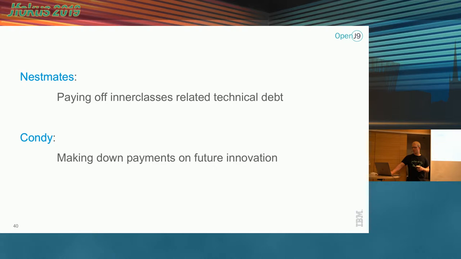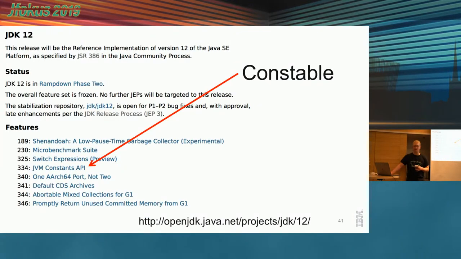All right, so we're going to switch gears a little bit, and we'll take a look at JDK 12. JDK 12 hasn't shipped yet, but this is the current list of JEPs as of yesterday, I believe I pulled this down. And the one that we want to take a look at is the JVM Constants API, or Constable, as it frequently gets called.